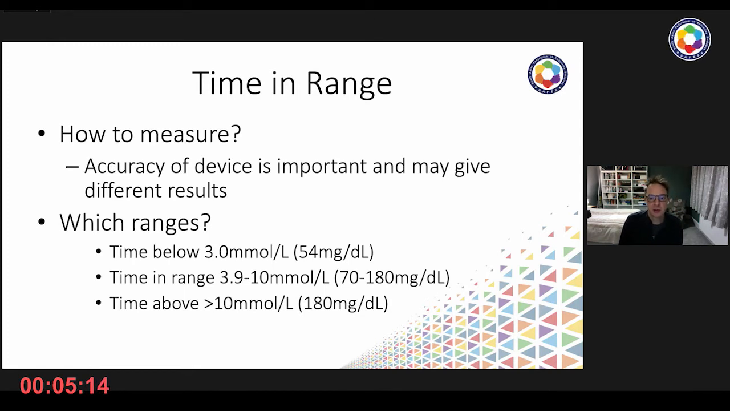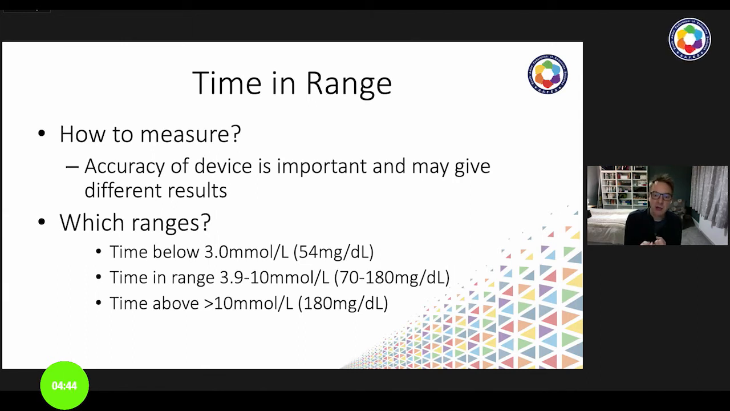But that tells us that we should be reporting 3 separate ranges very importantly. So the first is time below 3.0 millimoles per litre or 54 milligrams per deciliter, and that is the best discriminator of exposure to clinically important hypoglycemia, and that's so-called level 2 hypoglycemia. You might also look at time below 3.9, which is 70, but the really important one is time below 3.0.